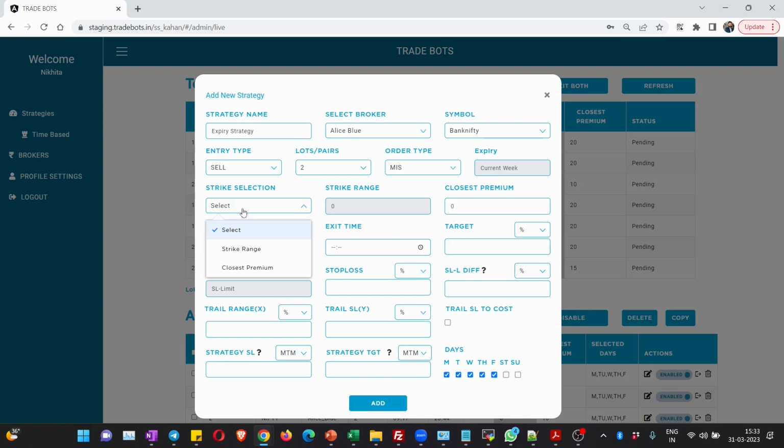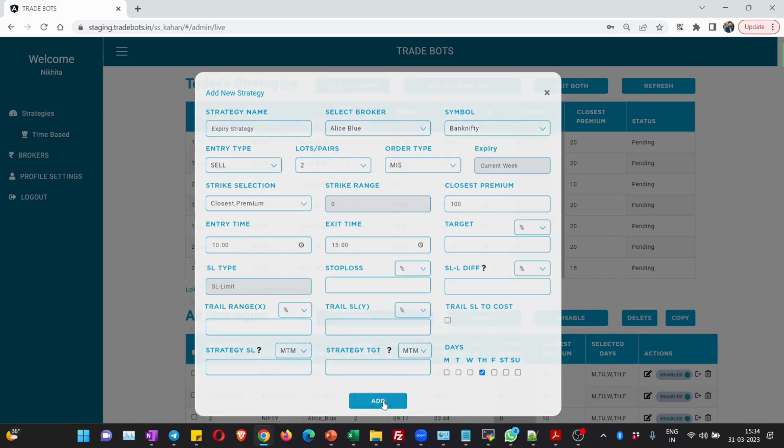Strike selection, you can select either strike range or closest premium. In this case, I'm just selecting closest premium. And let's say maybe entry is at 10 a.m. and then exit is at 3 p.m. All right. Simple strategy, and I am just unchecking all 4 days since this is an expiry strategy. Now let me hit on add.